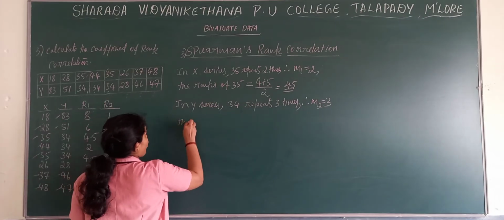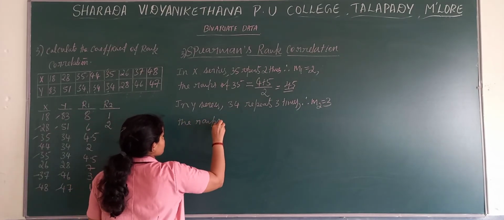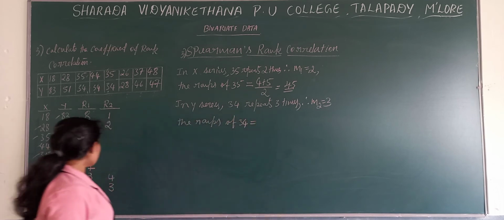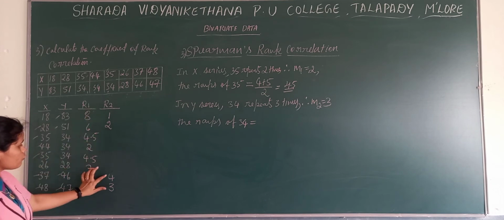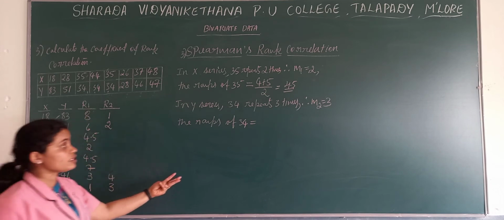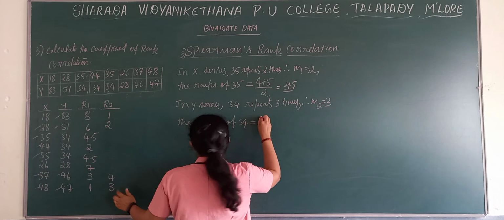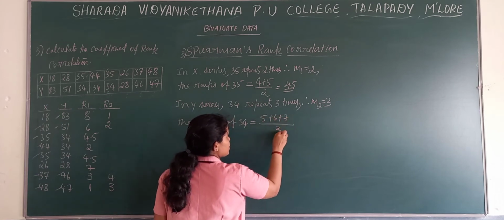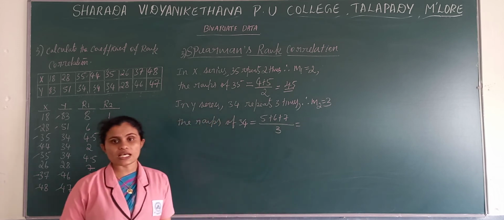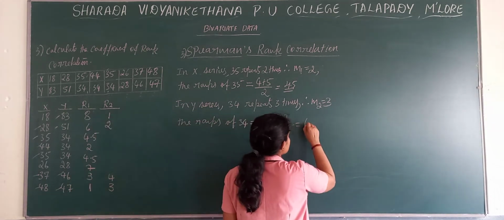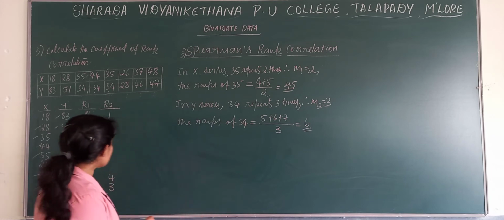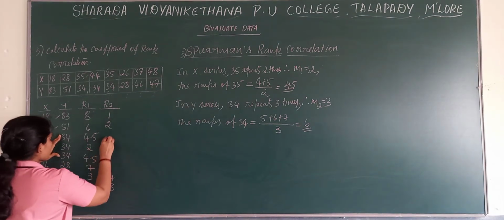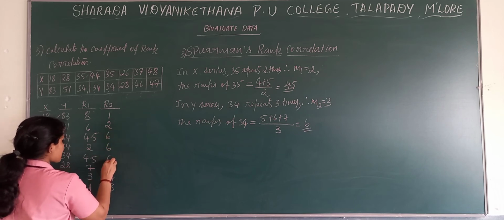Now the rank of 34 is equal to, till where we have assigned, 1, 2, 3, 4. Next, 3 positions, that is 5 plus 6 plus 7, divided by 3, since there are 3 values. So we get 6. So where 34 is there, assign the value 6. Here 6, 6 and 6.